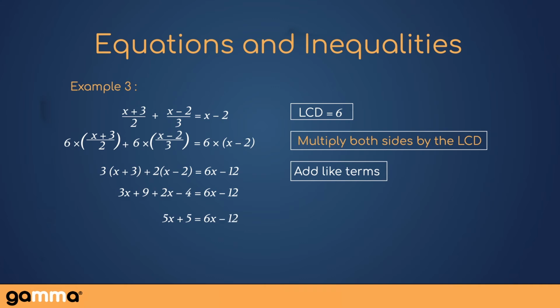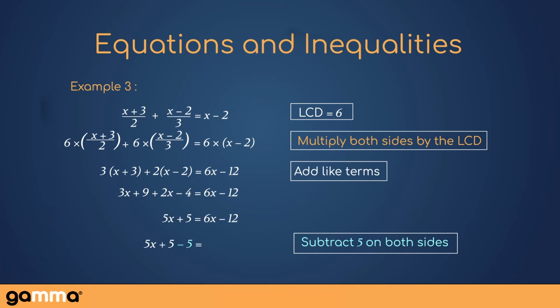And then from here, we need to get rid of the plus 5, so we will subtract 5 on both sides of the equal to sign. So we will have 5x plus 5 minus 5, which is equal to 6x minus 12 minus 5. So simplifying this, we'll have 5x, 5 minus 5 will give us 0, so that will cancel off, which is equal to 6x minus 12 minus 5 will give us minus 17.